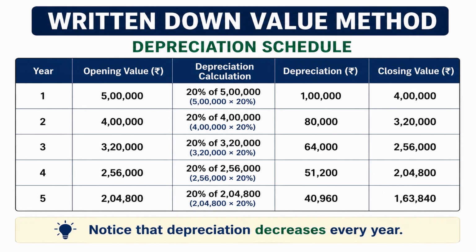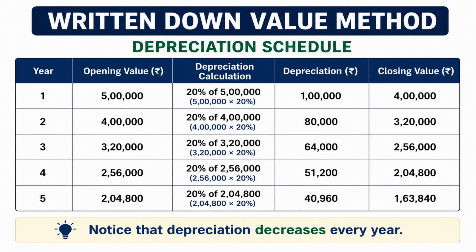Year 3. Depreciation is equal to 20% of 3,20,000 rupees, is equal to 64,000 rupees. Closing value is equal to 2,56,000 rupees. Look at the screen for depreciation schedule as per this method.